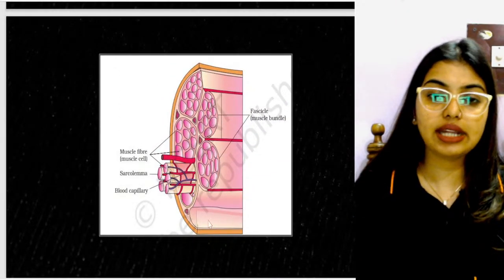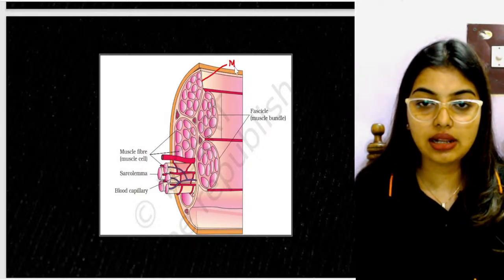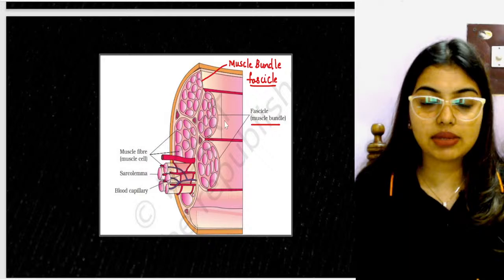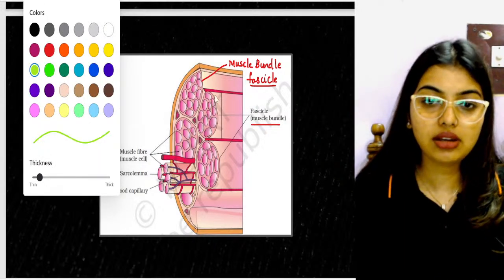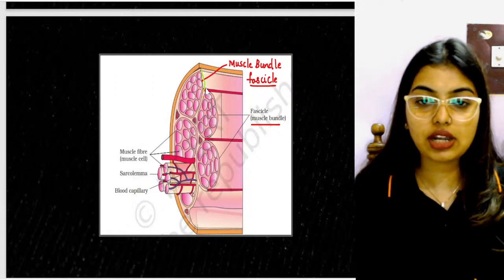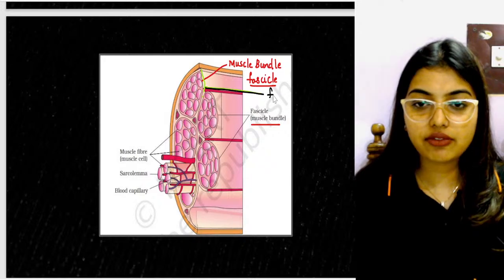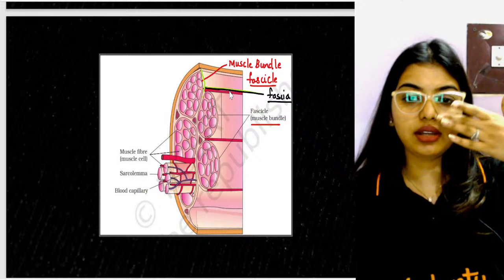Look at the diagram. This is your entire muscle. Inside this, what you're seeing are your muscle bundles, and muscle bundles are called fascicles. Between them you have a layer called fascia, a collagenous connective tissue which is going to keep all the fascicles together.